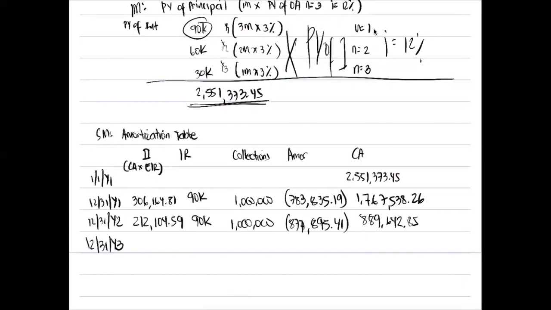Let's compute for our interest income. That is 889,642.85 multiplied by 12%. So we will get 106,757.15. And then our interest is 90,000. Our collections is still at 1 million pesos. So our amortization is equal to 106,757.15 less 90,000 less 1 million will provide us 900. No, I think we had an error on our values of interest received.